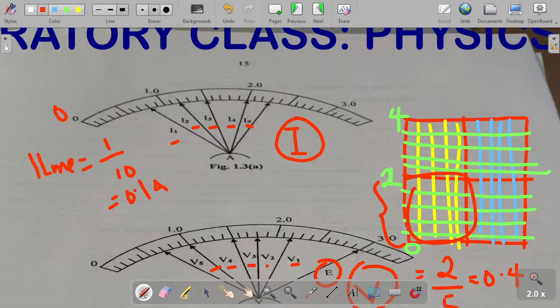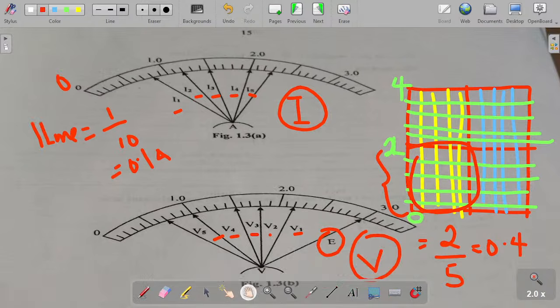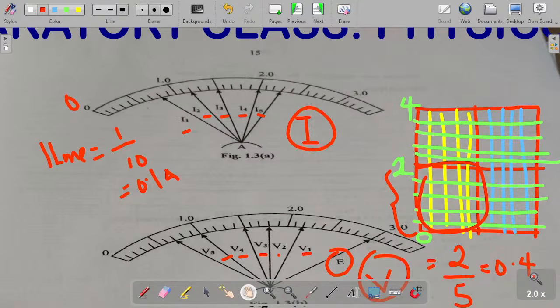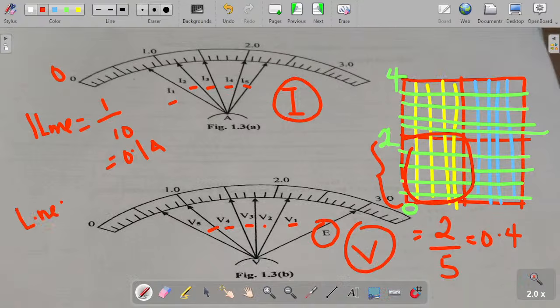So one line is 1 in the ammeter. You are going to do the same thing for the voltmeter by estimating the value of one line in the voltmeter. Here is 1 also. How many lines are there? If you count, it will be 10. So one line in the voltmeter is also 1 over 10, that is 0.1 volts.